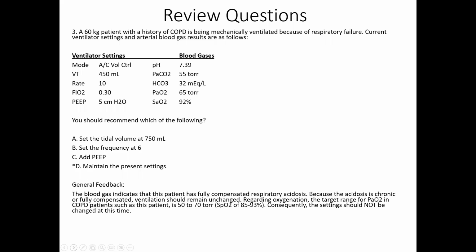60 kg patient, history of COPD, has been mechanically ventilated because of respiratory failure. Current ventilator settings are as follows. They're going to hit you with a lot of these types of questions. So giving you here AC 450, 60 kg patient. In this case, and I'm doing this in my head here, it really looks to be probably about 7 or 8 mLs per kg.